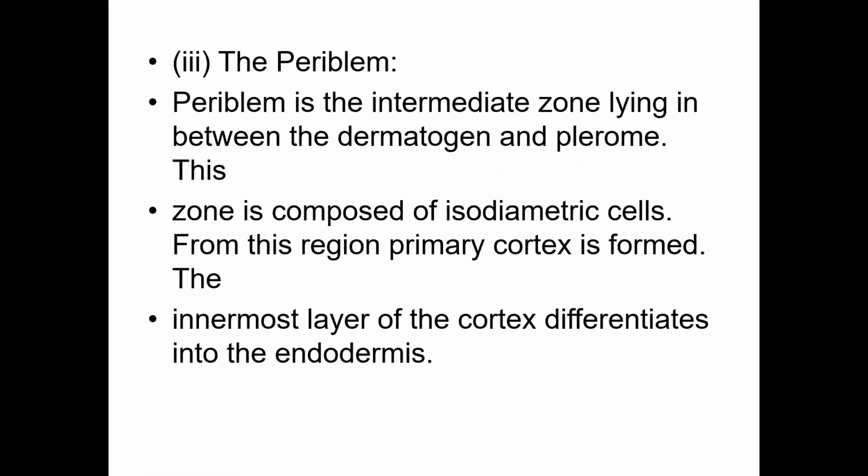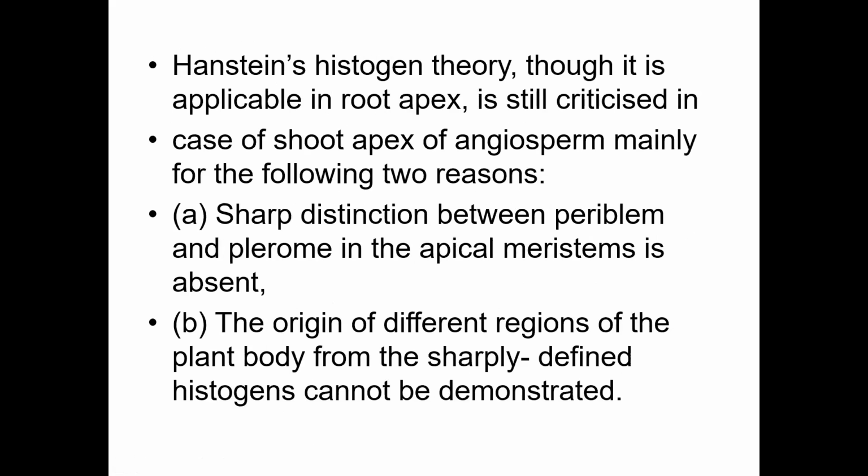The periblem is the intermediate zone. It lies in between the dermatogen and plerome, and it is composed of isodiametric cells. From this region the primary cortex is formed. The innermost layer of this cortex is differentiated into endodermis. So the inner cortex and endodermis are produced from this periblem.